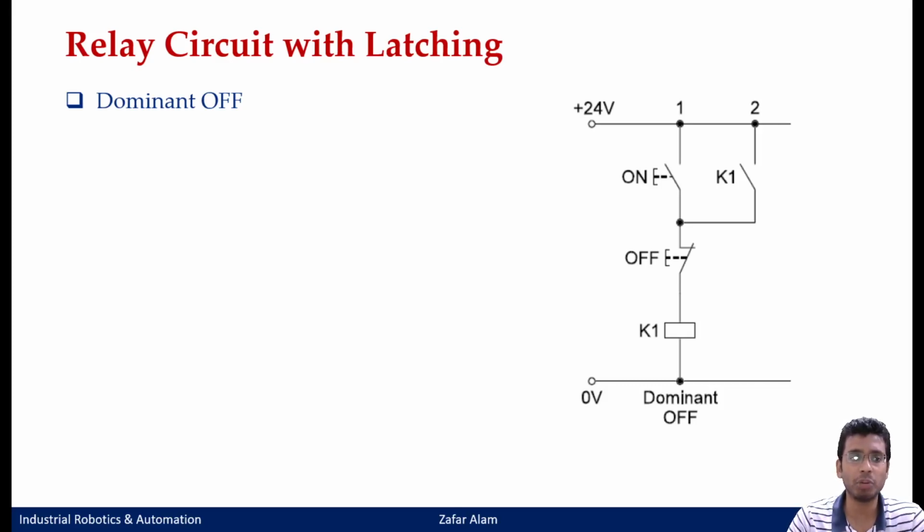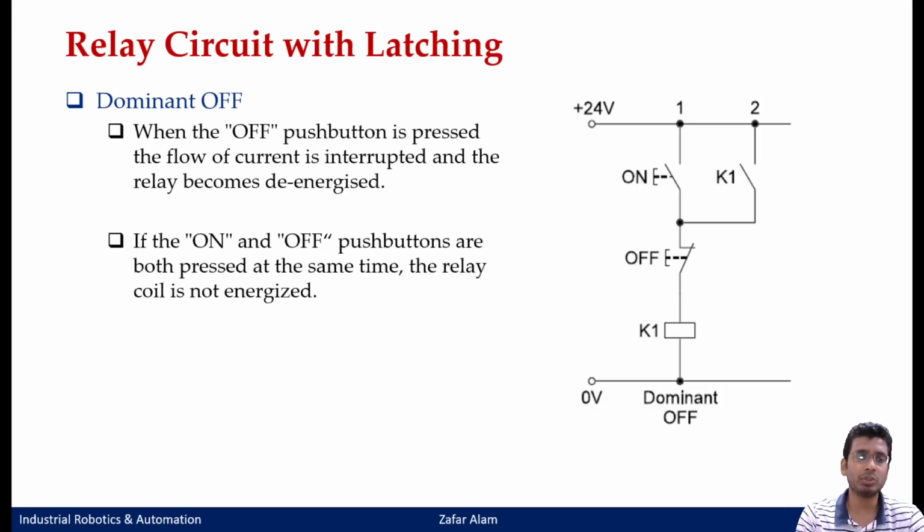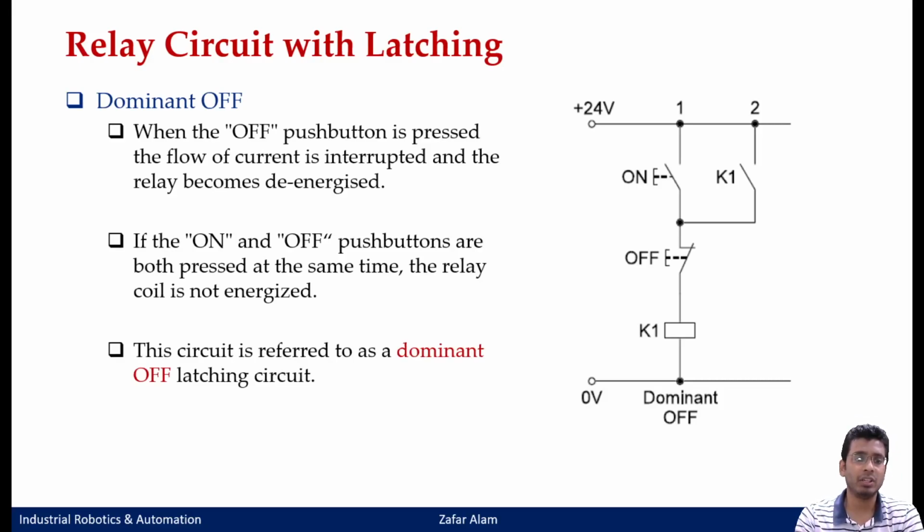Whereas in a dominant on circuit, if you press both the on and off push buttons together, then your relay gets energized and it remains in the latched position until I press the off push button separately to break the circuit. So this is what is explained here. If the on and off push buttons are both pressed at the same time, the relay coil is not energized, and hence this circuit is referred to as your dominant off circuit.